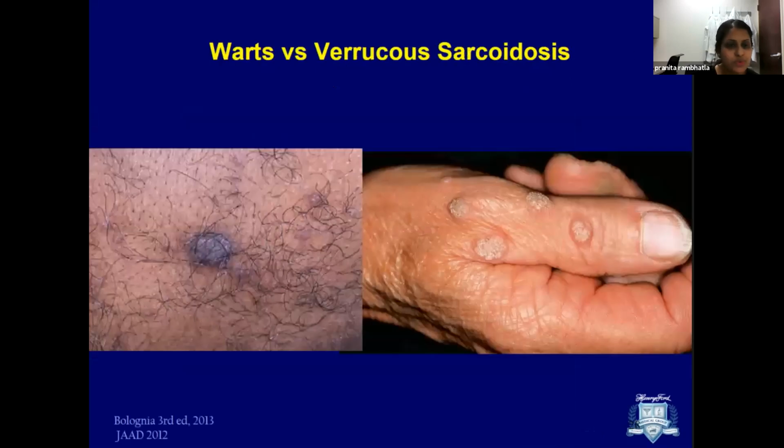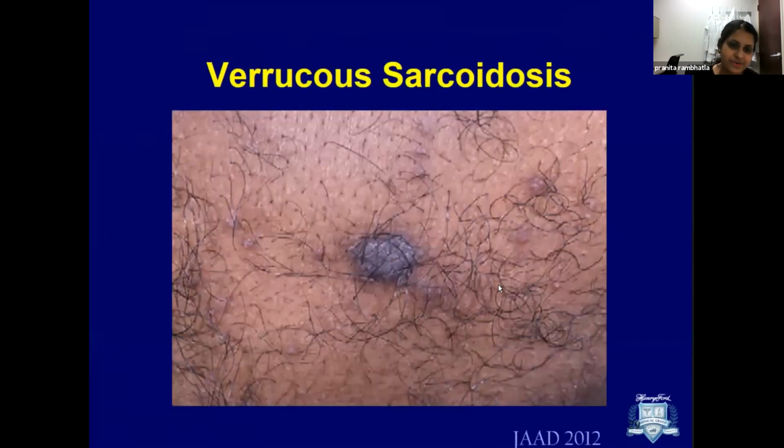All right, which one is warts and which one is verrucous sarcoidosis? If this is a wart, we have an armamentarium of treatment options for warts, so we can definitely treat that. If it's sarcoidosis, obviously we take a different approach. This was the verrucous sarcoidosis, and sometimes these can be multiple, so it can be tricky to elucidate without a biopsy.